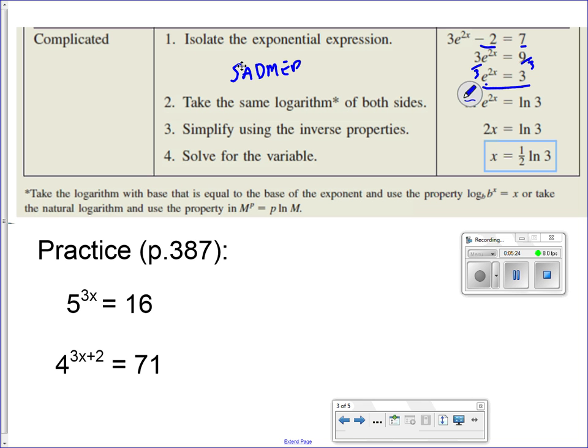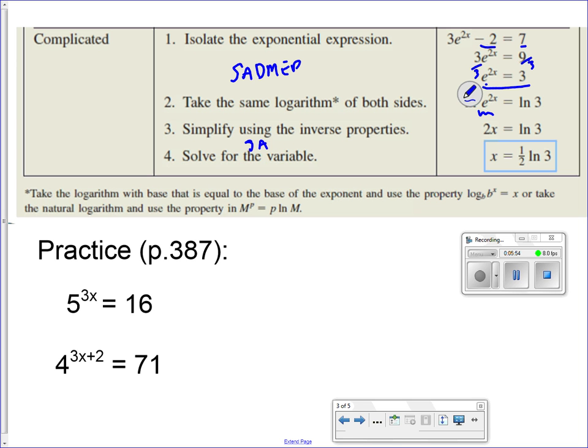So when this happens, you're going to take a logarithm on both sides. You want to use a logarithm with the same base. Because this is a base e, we're going to use a logarithm of base e, which is a natural log. So this is the natural log on both sides, and the natural log of e cancels out, which is why we just have 2x equals the natural log of 3. And then we're going to continue to simplify.